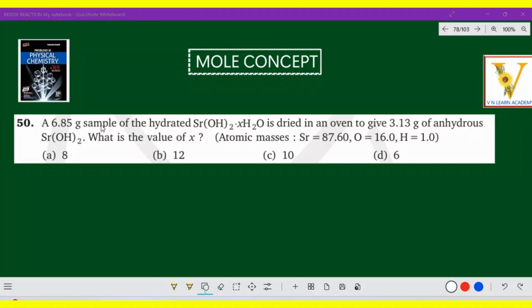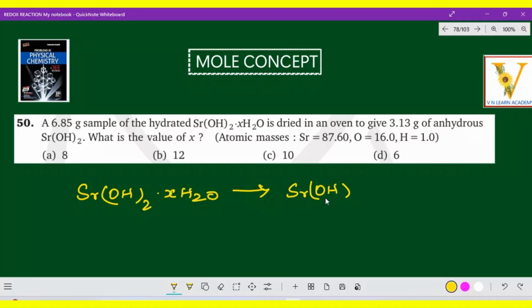A 6.85 gram of hydrated salt, that is strontium hydroxide, XH2O, is dried in an oven to give 3.13 gram of anhydrous strontium hydroxide. What is the value of X? Same like the last question only. Right, now here we can go directly, because the atomic mass is given. So here strontium hydroxide, Sr(OH)2 plus XH2O. So this X only we have to identify.